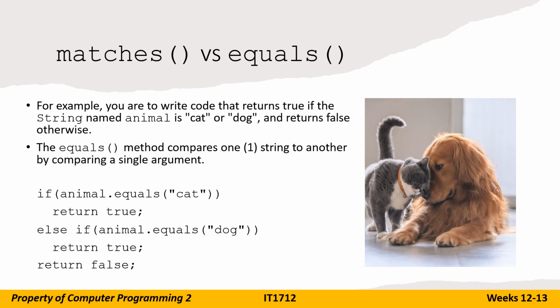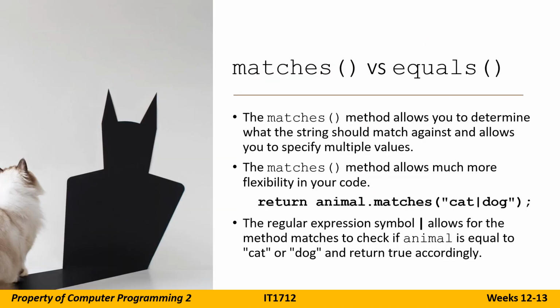In summary, the program determines whether the input animal is either a cat or a dog and returns true in those cases, or false if it is any other animal. The matches method allows you to determine what the string should match against and allows you to specify multiple values. The matches method allows much more flexibility in your code. Return animal.matches("cat|dog"). The regular expression symbol allows for the method matches to check if animal is equal to cat or dog and return true accordingly.